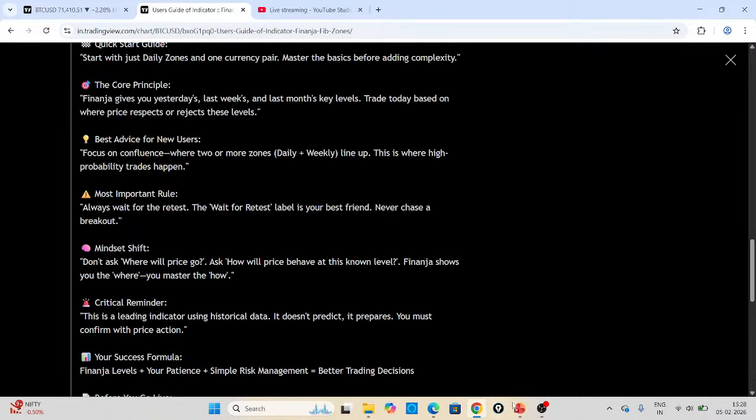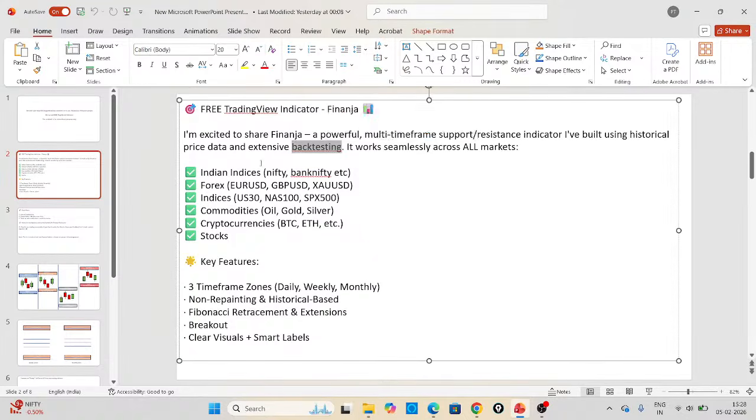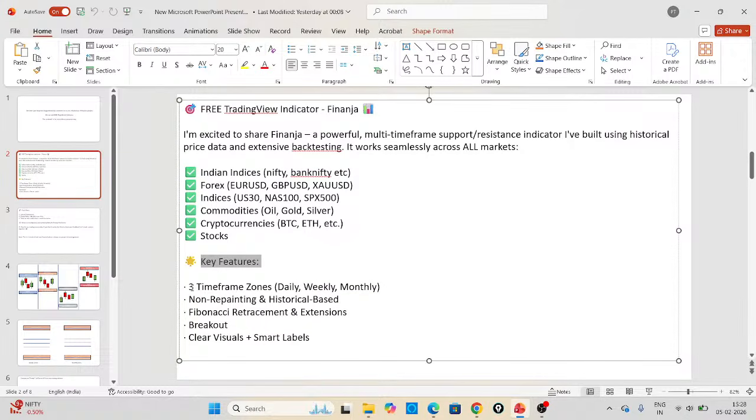So what is Finanja Fib Zones? I have backtested it, and it will work for all indices, forex, commodities, cryptocurrencies, and also stocks. The key feature is that it is multi time frame, with 3 time frame zones.